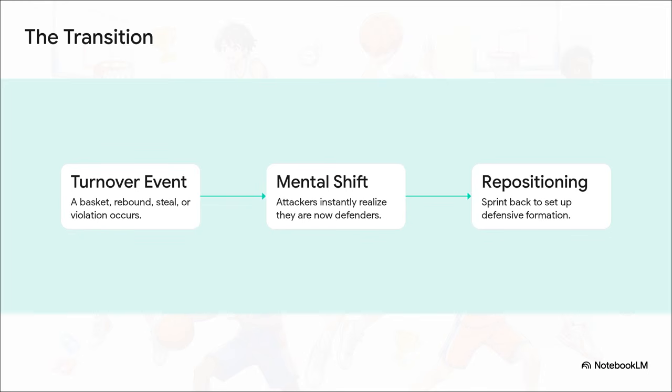In that exact split second, your brain has to completely shut off its attack mode and violently trigger its sprint back mode. You have to instantly realize, I am now a defender. You must physically sprint back to set up your defensive positioning way before the opponent can advance the ball. Believe it or not, entire games are won and lost in this tiny 2-second window of transition. Effective defense isn't just about coming up with a flashy steal. It's about quick communication, flawless teamwork, and just flat out beating the other team down the floor.